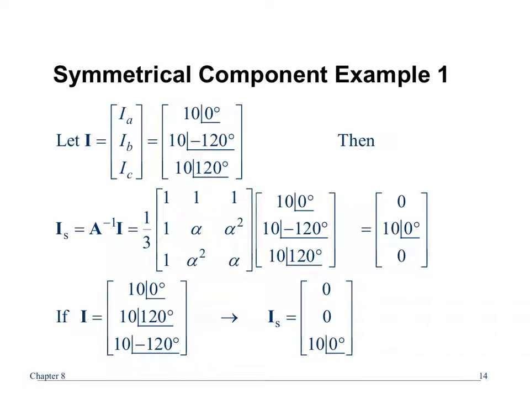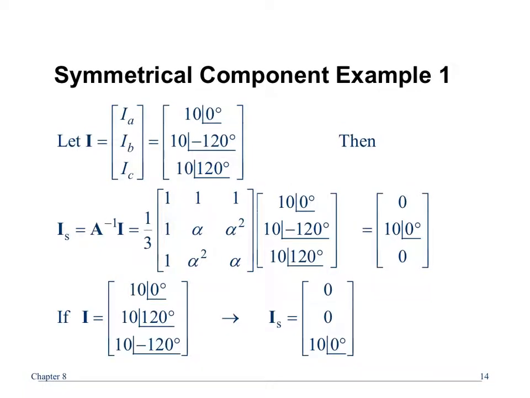So let's do an example. We have 3 actual phase currents, 10 at an angle of 0, 10 at an angle of minus 120, 10 at an angle of 120. I would like to calculate the symmetrical components. So this is my I matrix. This is my A matrix, or A inverse matrix, I should say. That is my symmetrical components matrix.